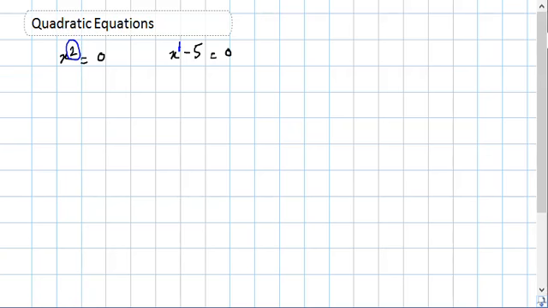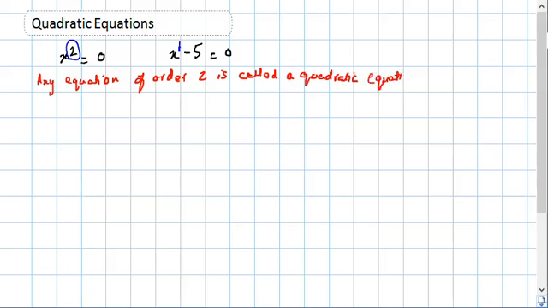So any equation where the variable's power is 2, or an equation which is of the order 2, that's how we write it. I'll write it down for you. Any equation of order 2 is called a quadratic equation. So that's what a quadratic equation actually is. Now a quadratic equation could be written down in various ways.